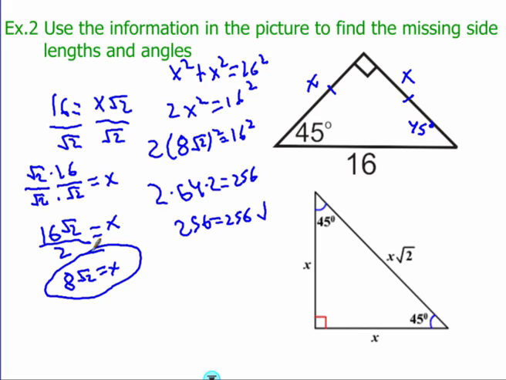So now you can see how we use the special properties of our special right triangles to find the missing side lengths when we're given some information.